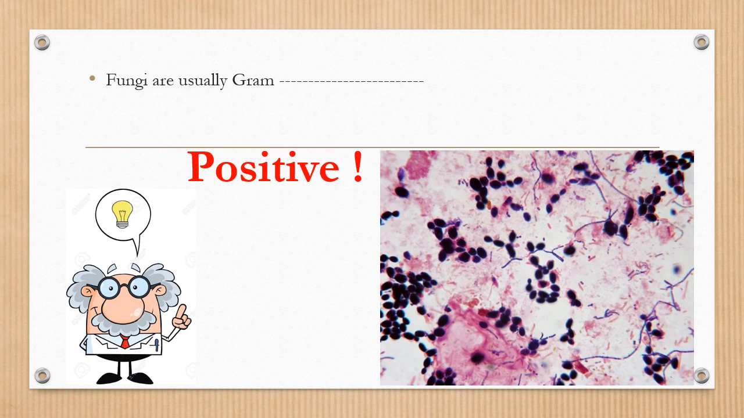They have this budding appearance. Can you see the budding cells here coming out? I try to show you here. So these are cells with budding. This is very typical. As you can see, it's purple in color. It's gram positive.